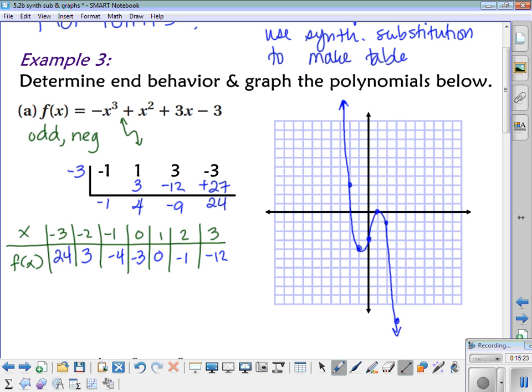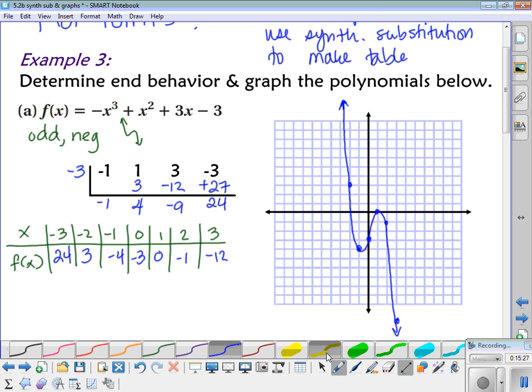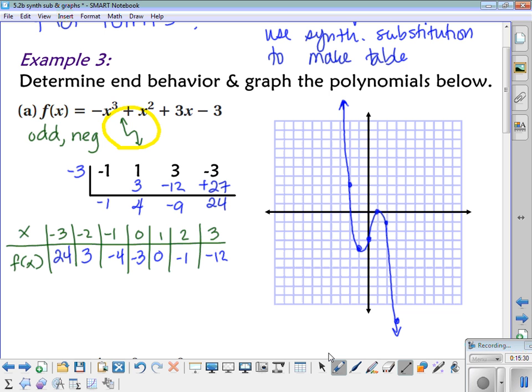Okay, so is the end behavior the way I expected originally? It is, right? I expected it to go that way, and that's how it worked out. So you want to keep that in mind when you're graphing. Think about what the end behavior should be. If when you plug in numbers you're not getting that, then go back and check your math, okay?